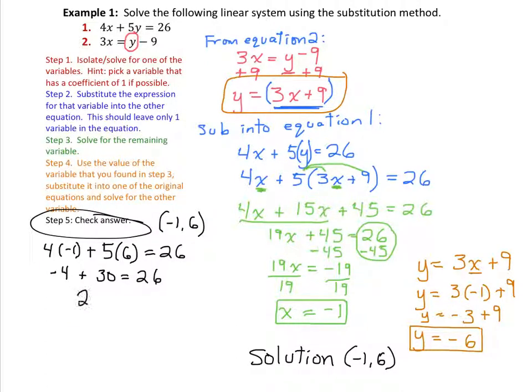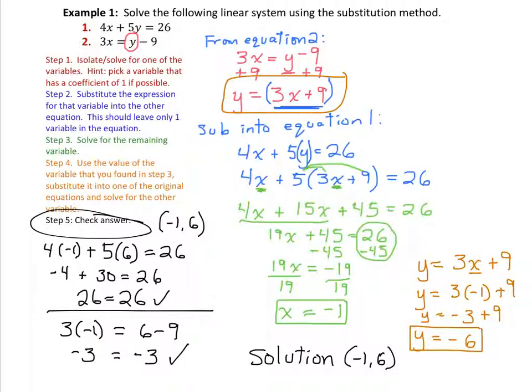So therefore, the left side equals the right side. So it worked for the first equation. But remember, it also has to work for the second equation. So we'll have 3 times negative 1 equals 6 minus 9. Well, 3 times negative 1 is negative 3, so that's the left side of the equation. And the right side of the equation, 6 minus 9, is also equal to negative 3. So it also works for the second equation. Therefore, because our solution, negative 1 comma 6, worked for both equations, it satisfied both equations, it is the correct solution to the system of equations.